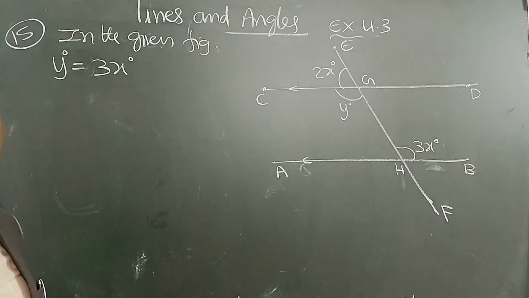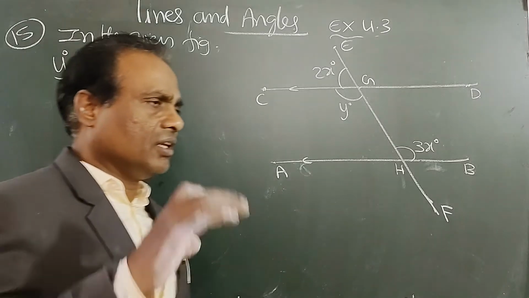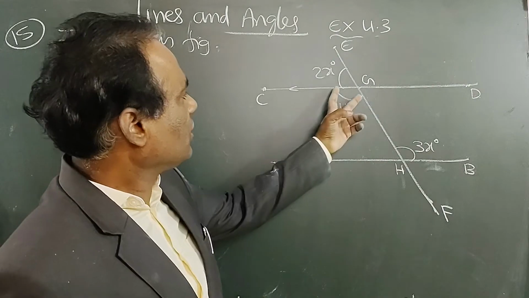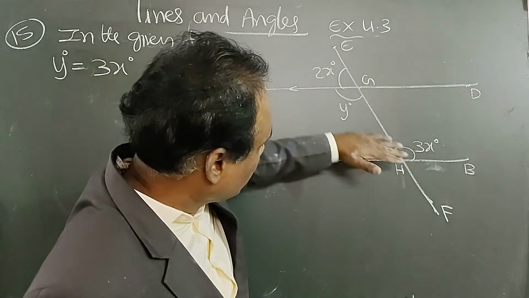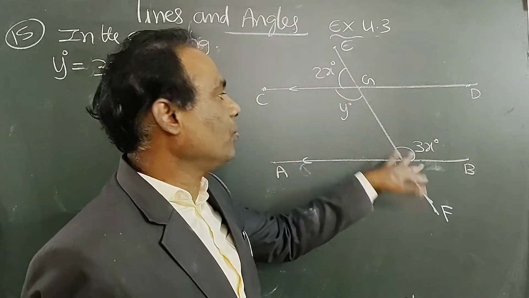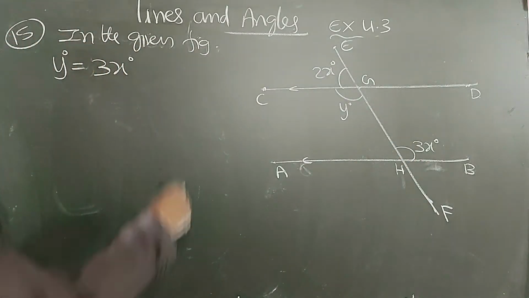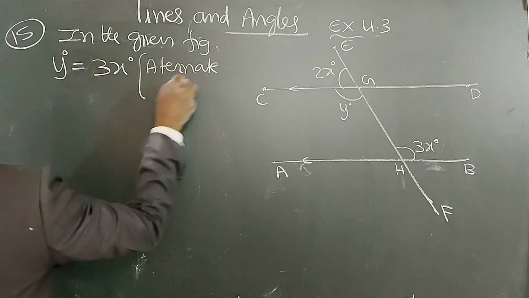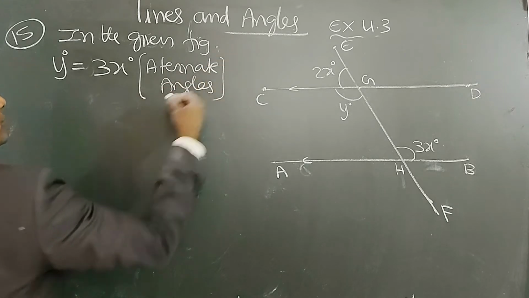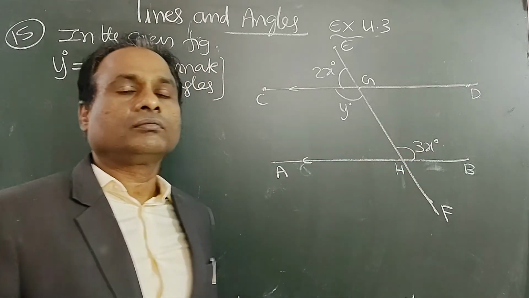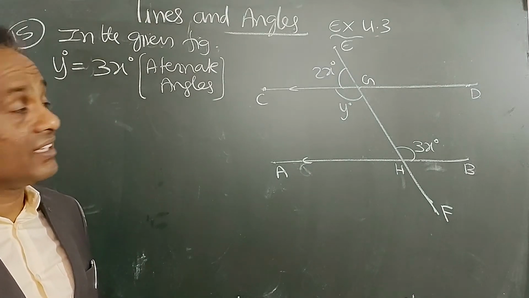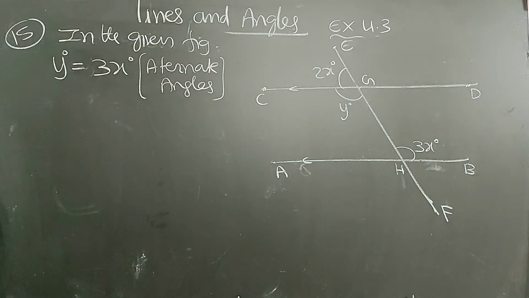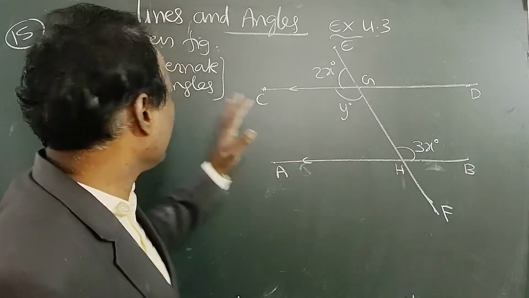Many times we applied this alternate angles concept, but of course it is difficult for you to decide; by practice you will get it. So this angle is equal to this angle because both are interior, inside the parallel lines, and on opposite sides of the transversal. So y is equal to 3x, the reason is alternate angles. We can't find the x value and y value from this alone, leave it.